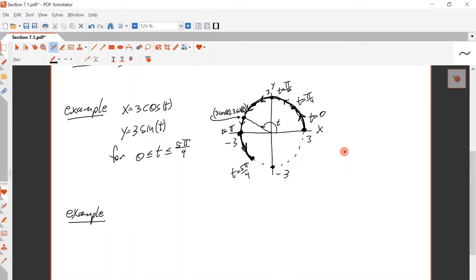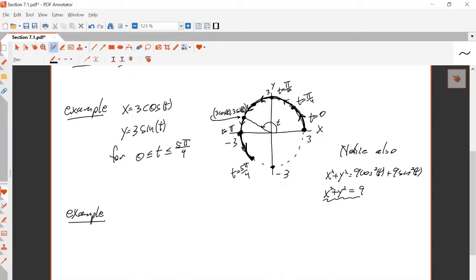Oh, notice also in this example that x squared plus y squared is equal to 9 cosine squared t plus 9 sine squared t, which is equal to 9, which of course is the standard equation for the circle of radius 3 centered at the origin. Okay, but we don't get the whole thing, we just get this part, and that comes from analyzing the domain for t and what points of the curve you get.